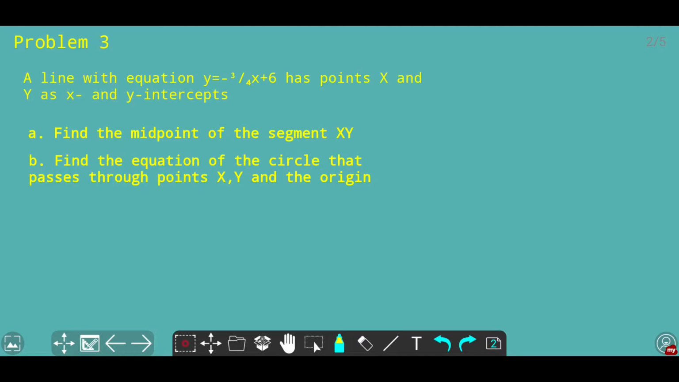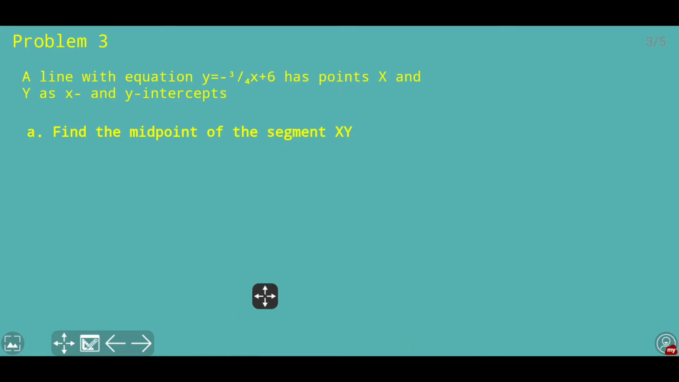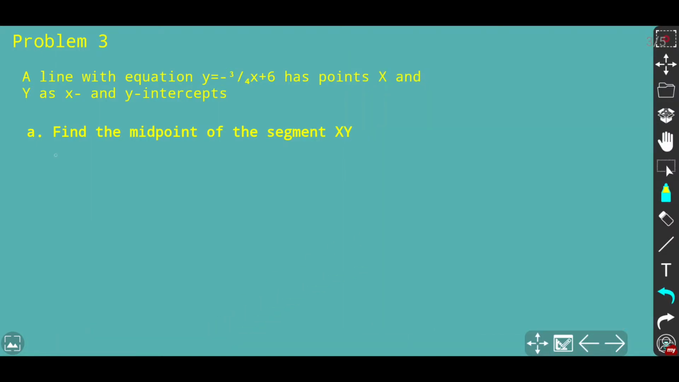So here is my strategy. I will try to explain briefly, item by item, how to cope with the A sort of question and how to cope with the B sort of question. Question A: find the midpoint of the segment XY, where X and Y are the points of the x and y intercepts correspondingly, with a given equation of the line. It's pretty much easier, okay? So first we will consider the first part of that, and we're going to start.